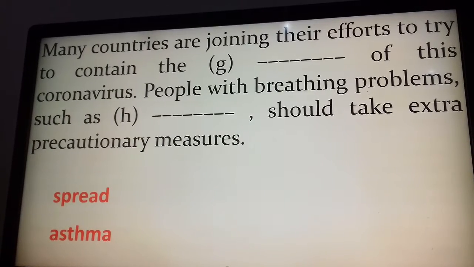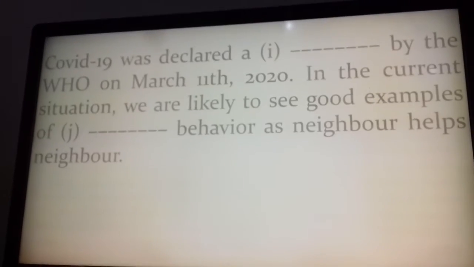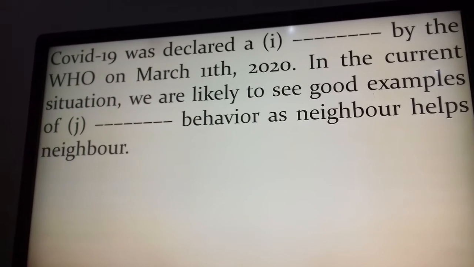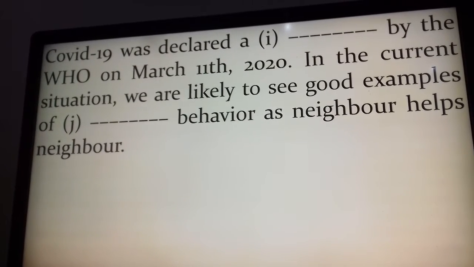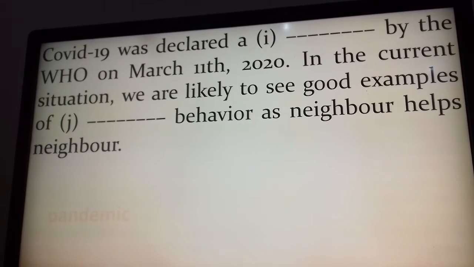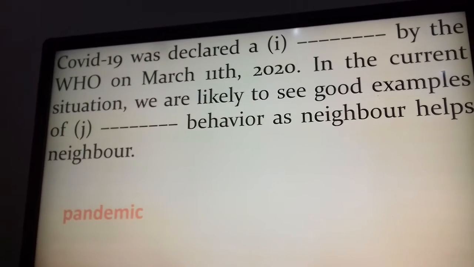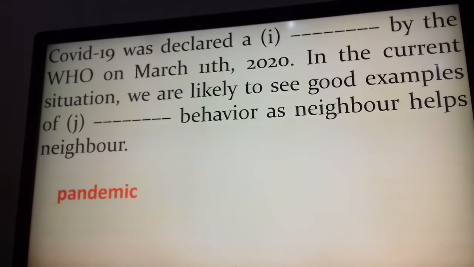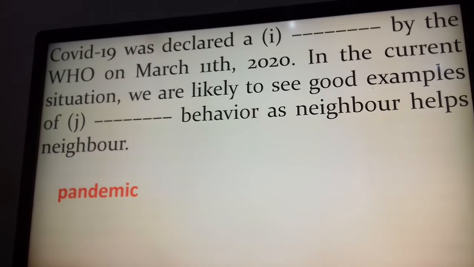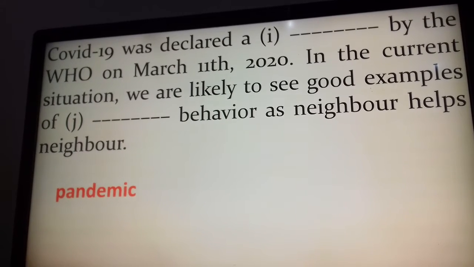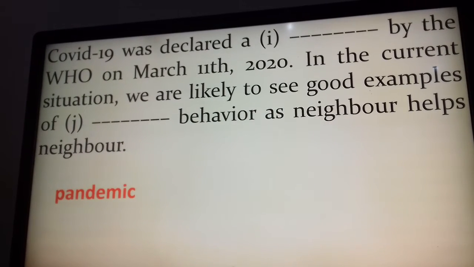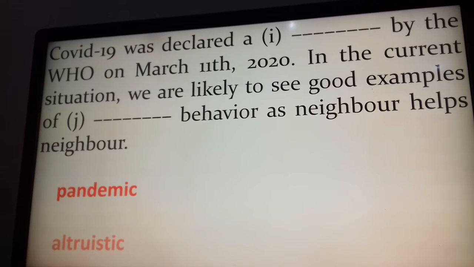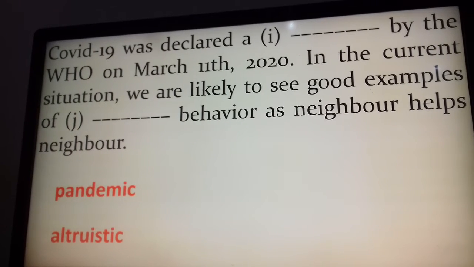All right, let's move now to the next part of the text. COVID-19 was declared by the WHO on March 11, 2020. In the current situation, we are likely to see good example of behavior as neighbor help neighbors. So, is declared a pandemic. So, COVID-19 was declared a pandemic. All right. Good examples of altruistic behavior as neighbor help neighbors.